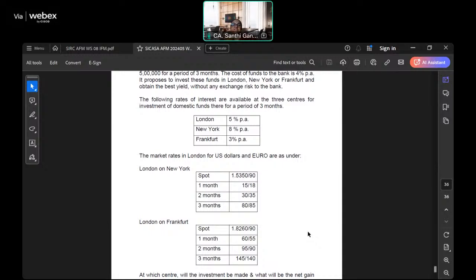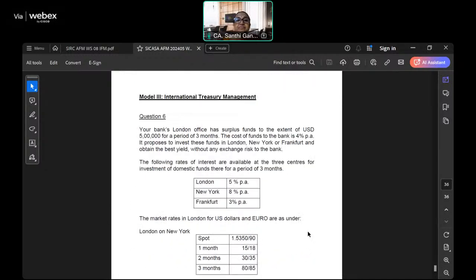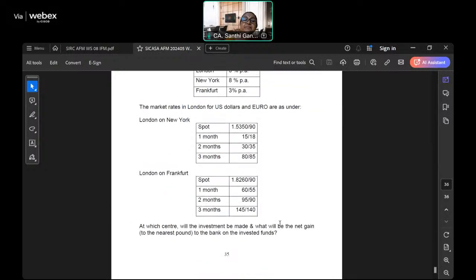The following rates of interest are available at the 3 centers for investments of domestic funds there for a period of 3 months. So if you invest in London, you need to invest in GBP. If you invest in New York, you have to invest in USD. If you invest in Frankfurt, you have to invest in euro. That is what they are saying. The market rates in London for US dollar and euro are as under.